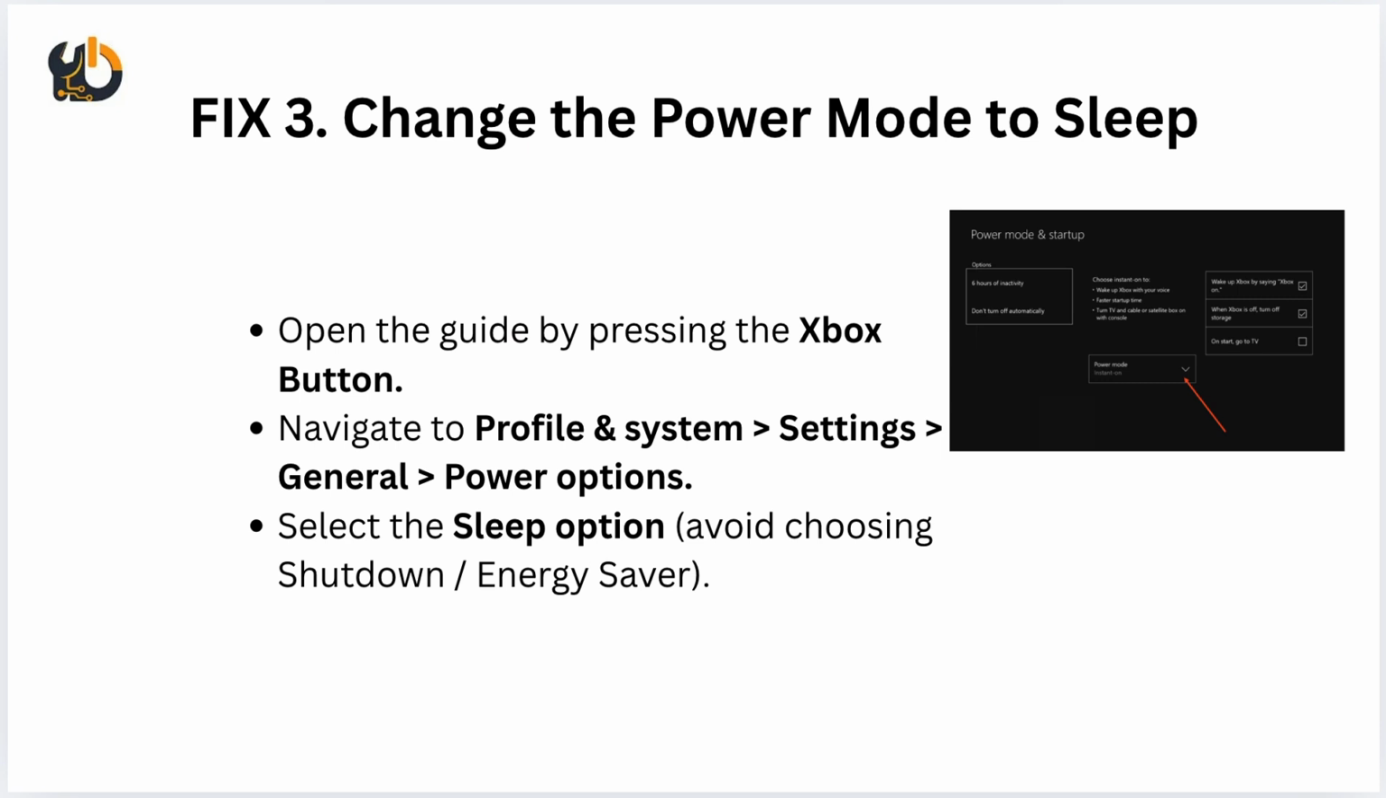Third fix is change the power mode to sleep. Open the guide by pressing the Xbox button, then navigate to Profile and System, then Settings, then General, then Power options. Select the Sleep option.